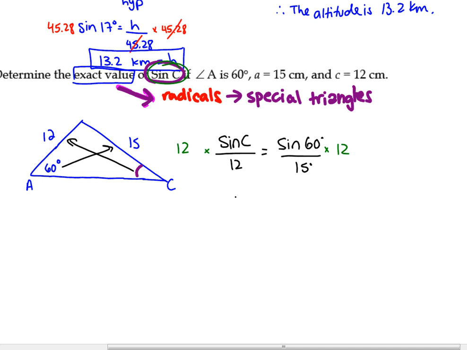So those 12s cancel. So we get 12 times sine 60, because this is 12 over 1. With multiplying fractions, we go straight across, all over 15. Now we want this as an exact value.